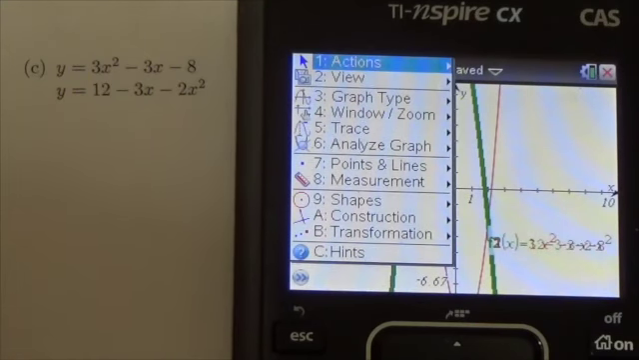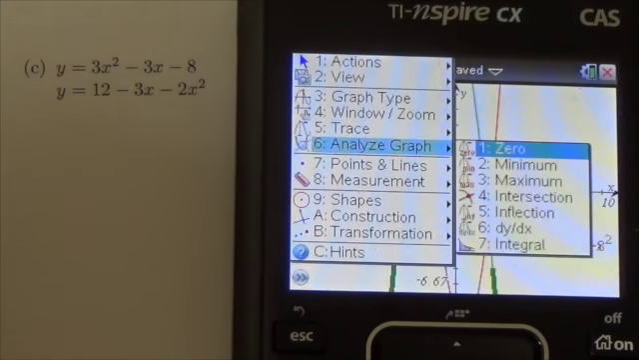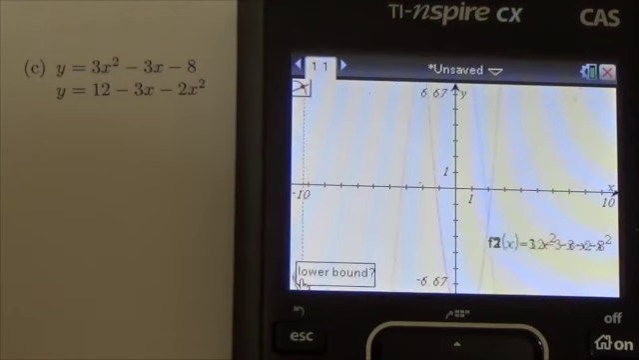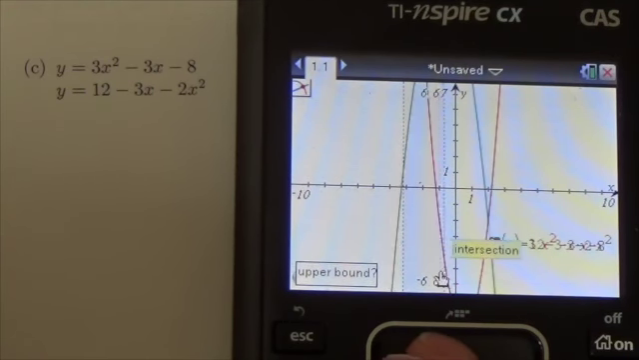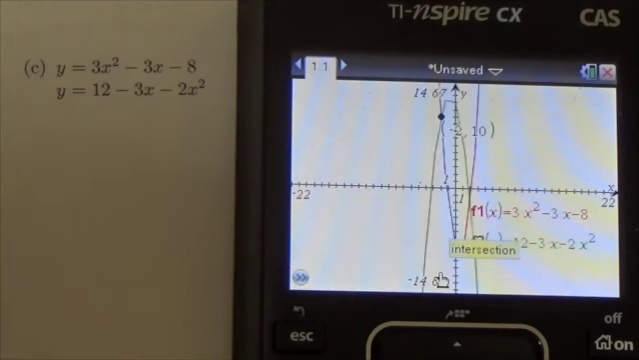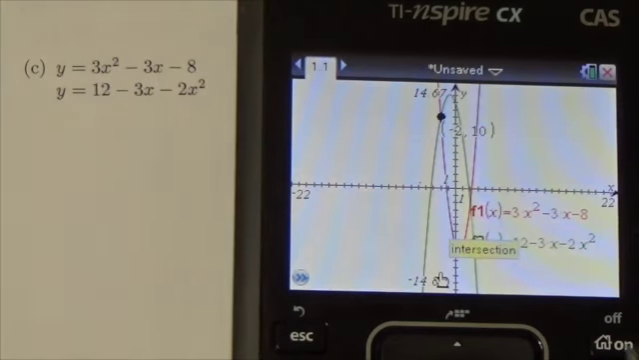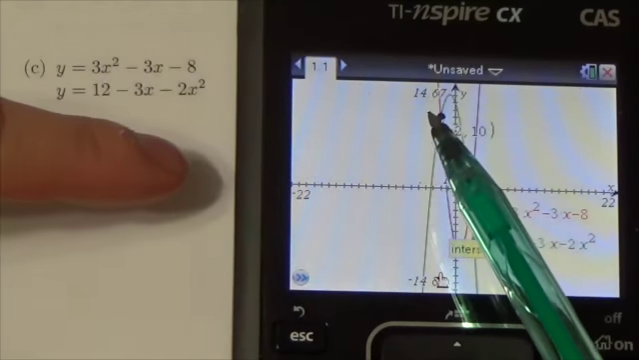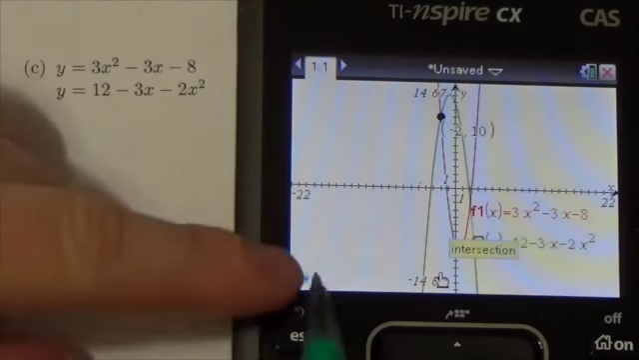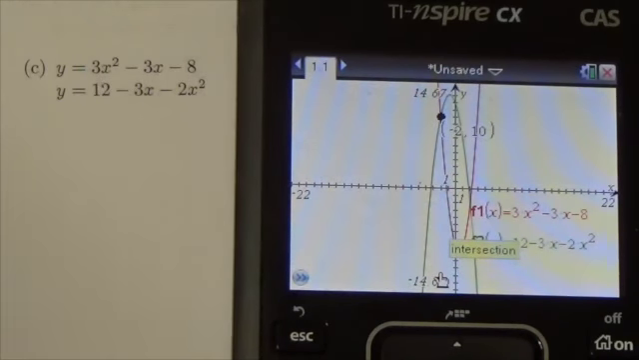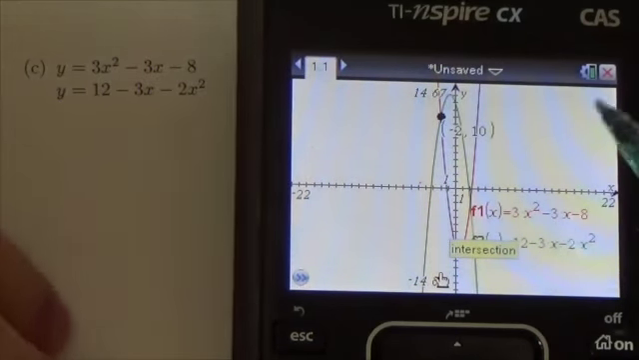So I'm going to go down, press menu, analyze graph, intersection. And what I'll do here is find that one that's missing, that's above. So I'll just press enter here, come across, press enter. And then the nice thing about the Inspire is that it automatically adjusts the window setting to bring that point down a little bit lower. For the 83 or the 84, it'll just give you the answer on the bottom of the screen. It won't show you the point, but it'll tell you what it is.